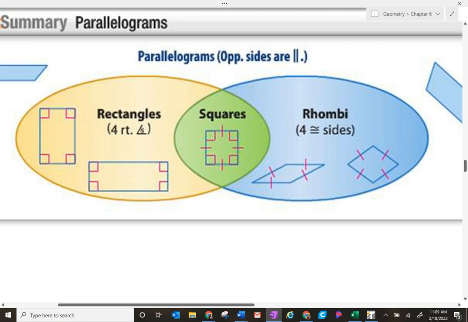So in a parallelogram, rhombi are going to have 4 sides that are all the same length. Rectangles have all 4 angles that are the exact same degree. Squares are those special ones that have the exact same length and the exact same angles.